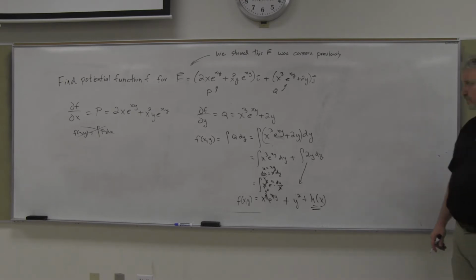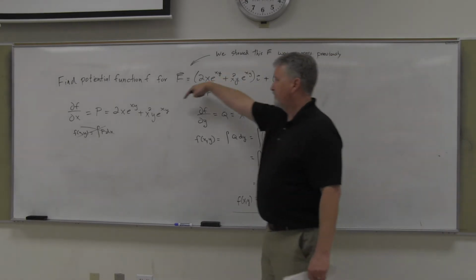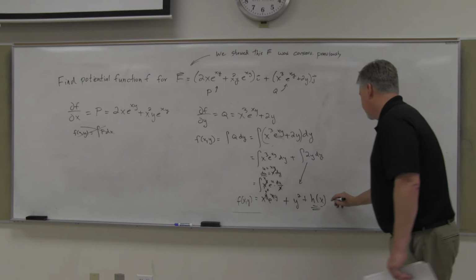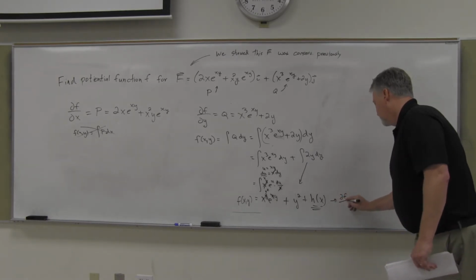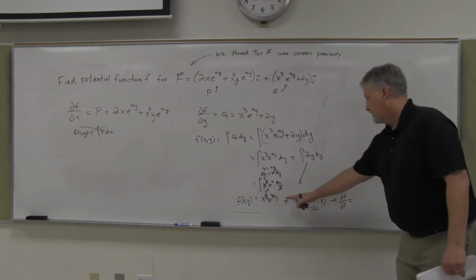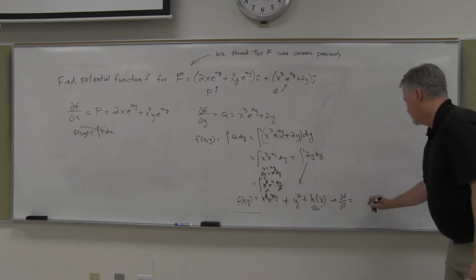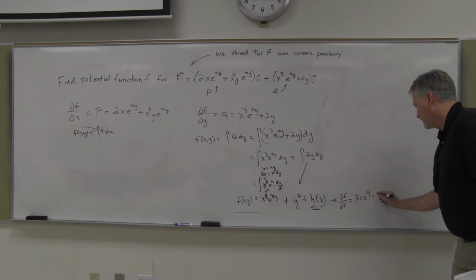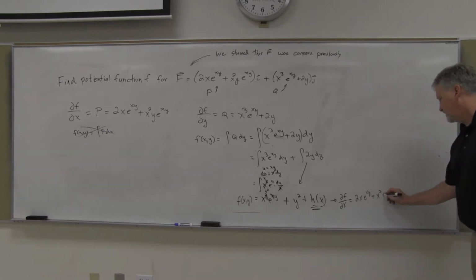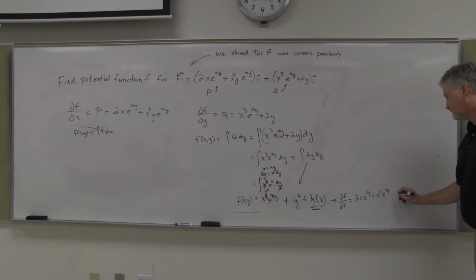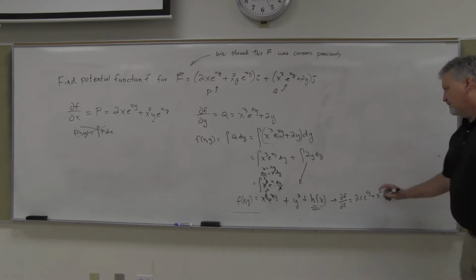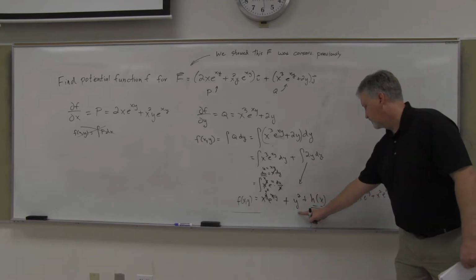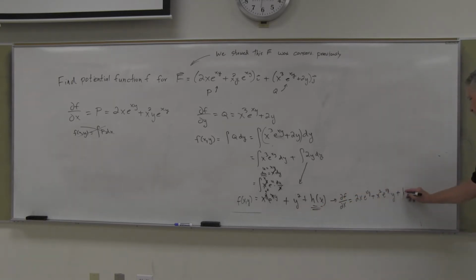Well, what I've got over here is the partial with respect to x. So let's do the partial with respect to x of this. That would be what? Oh, product rule. So it would be 2x e to the xy plus x squared times e to the xy times y. And then the partial of y squared with respect to x is 0, plus h prime of x. With me there? See where I get all that?